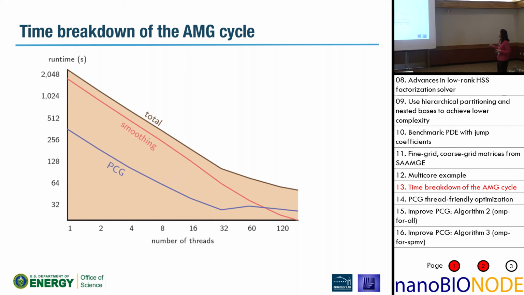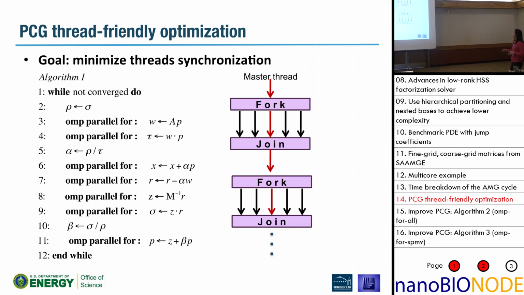So here is the time breakdown of this AMG cycle. Smoothing takes a lot of time at the fine grid, the two smoothers. And if you use PCG, it scales very well, but the problem is this region. So that's the area we are attacking, trying to see whether we can get it to scale better on 32, 60, 128 threads. For multi-core, you usually just use OpenMP, right?